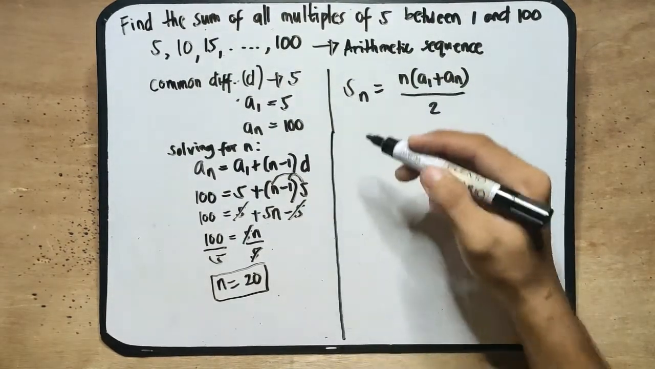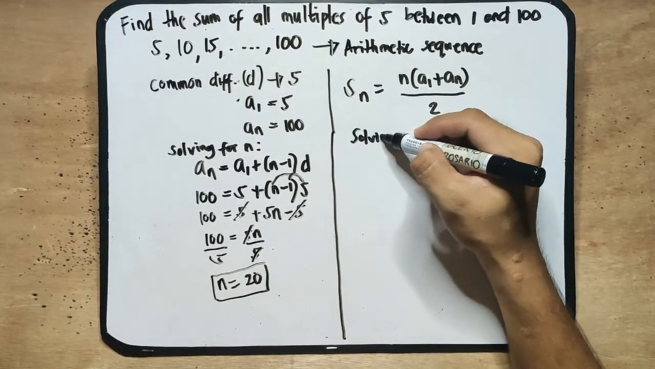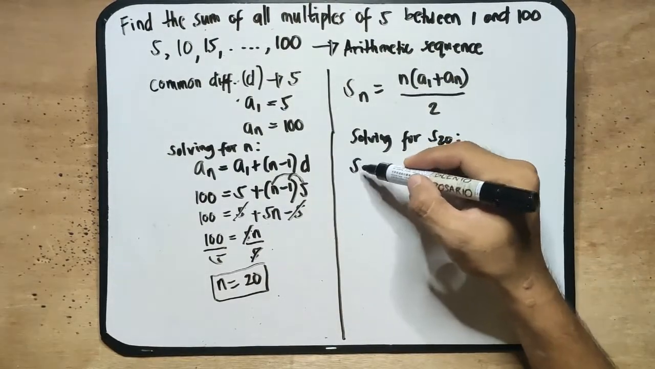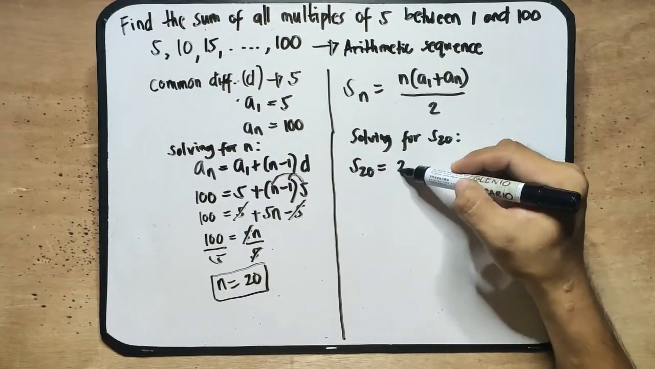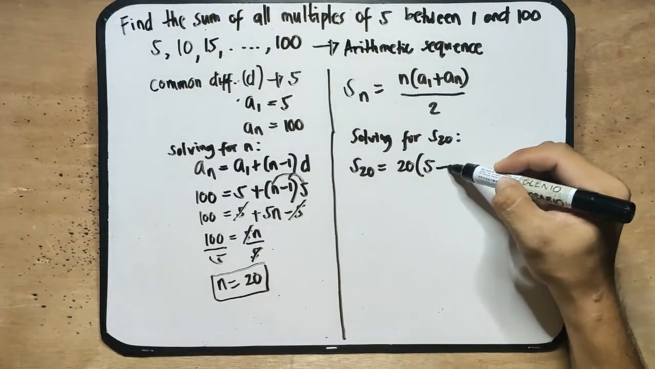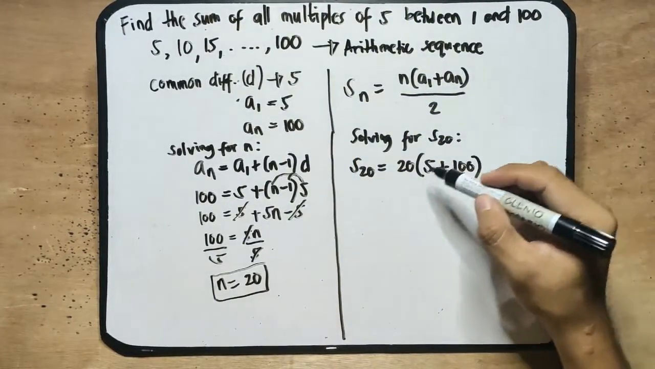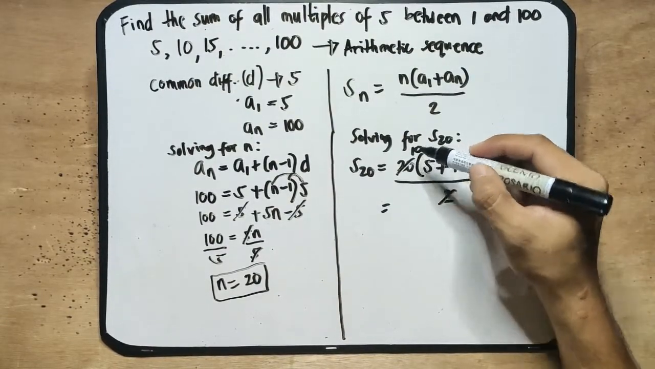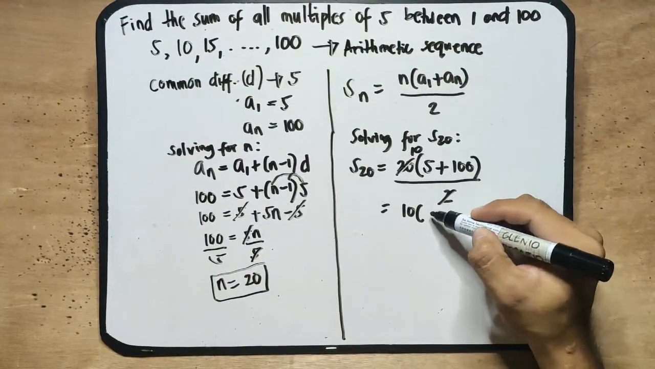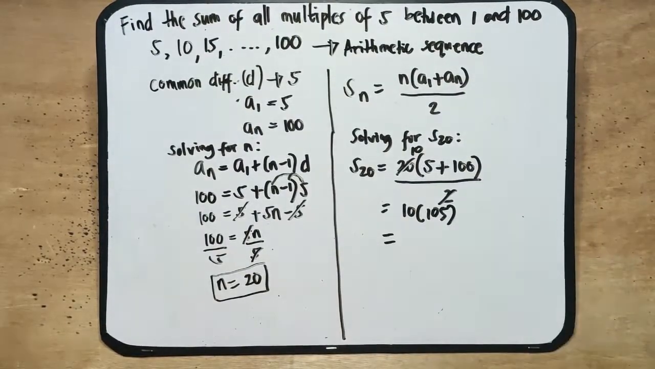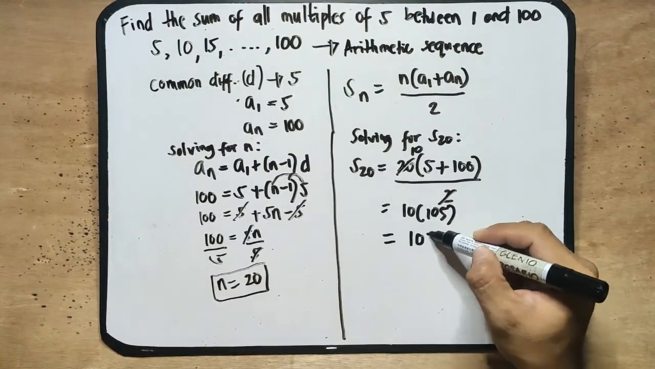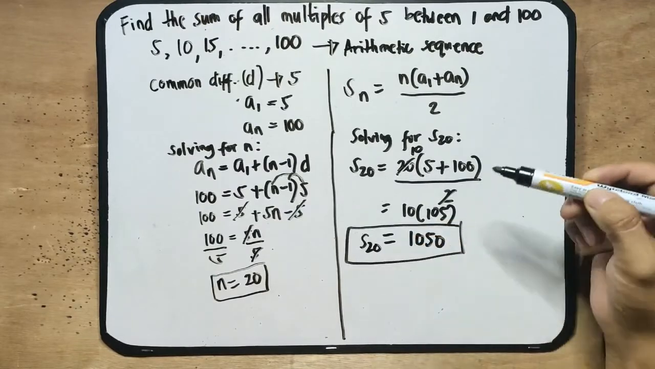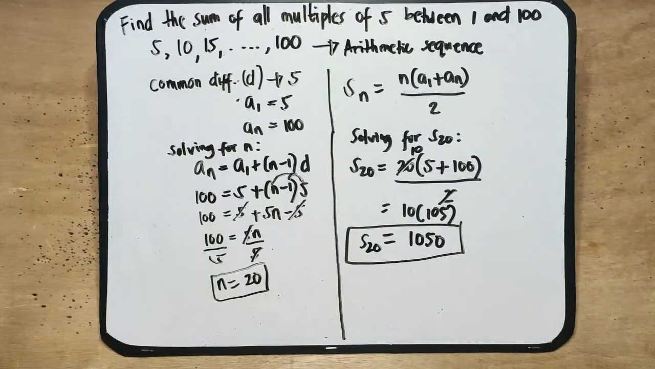So, we can now solve for the sum. So, solving for s sub 20, we have s sub 20 is equal to n is 20 times a sub 1 is 5 plus a sub n is 100 all over 2. So, we can cancel this out. 20 divided by 2 is 10. So, we have 10 times 5 plus 100 is 105. So, 10 times 105 is 1,050. This is the sum of all multiples of 5 between 1 and 100. Understood?